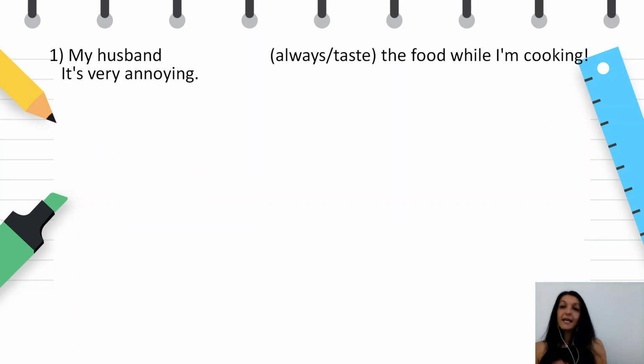Okay, now let's do a short exercise together. This is a sentence, and in the brackets you have always and taste. So try to put the verb in the correct form, which means you have to use it in present simple or in present continuous. Always try to find something in the sentence that will help you. Well, maybe it is very annoying. Do you remember which of these 2 tenses was used for something that annoys you? Of course, that was present continuous. So: my husband is always tasting the food while I'm cooking. It's very annoying.